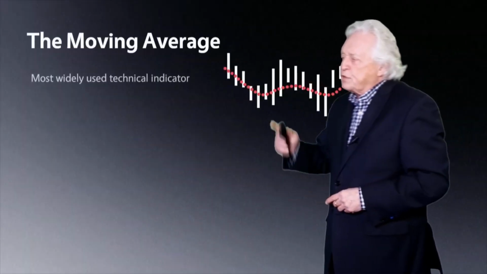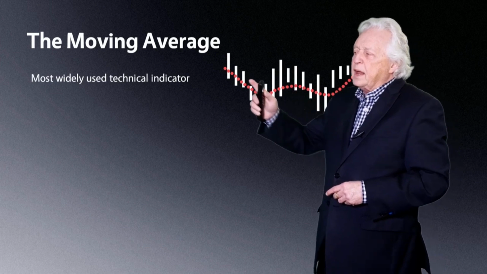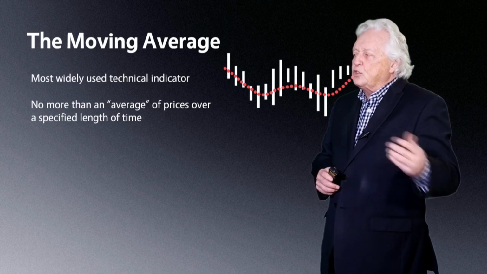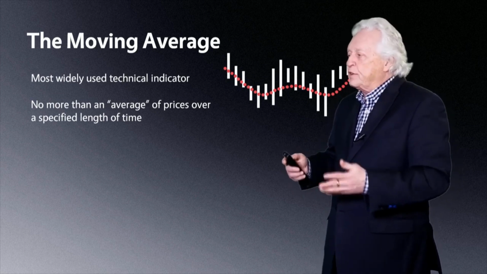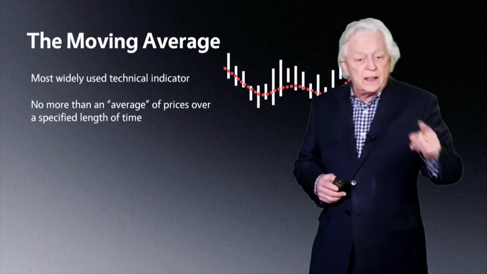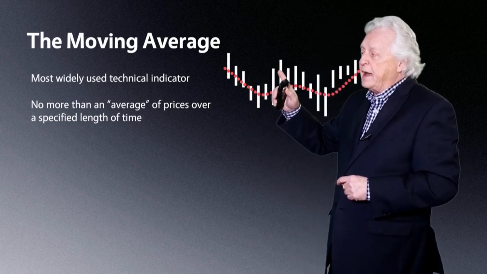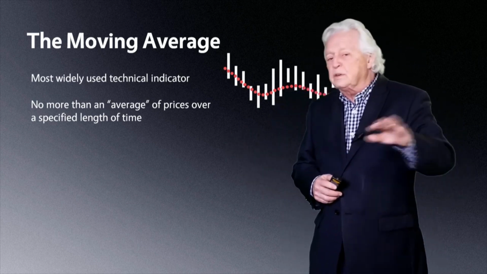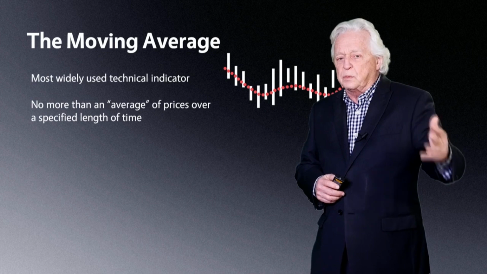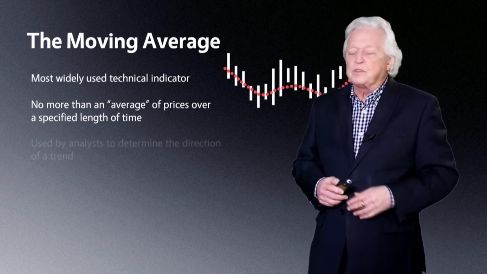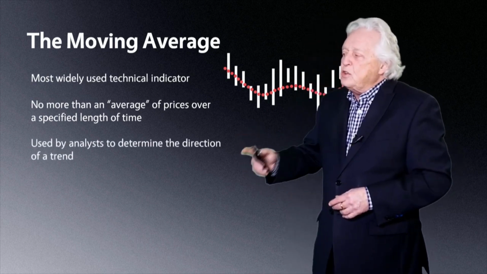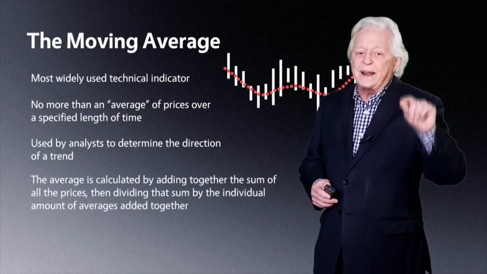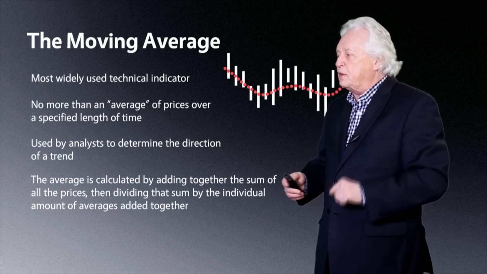And the moving average, if you look at it, just the way it'll look here, it's probably the most widely used of all the technical indicators. It's no more than an average of prices over a specified length of time, and it can be an average of, say, the highs, the lows, the settlement prices. There's many different ways to do it, and there's two different types of averages. There's also an arithmetic and exponential. I prefer the simple arithmetic. It is used by analysts to try to determine direction, support, and resistance in a market. There's many ways to use it.